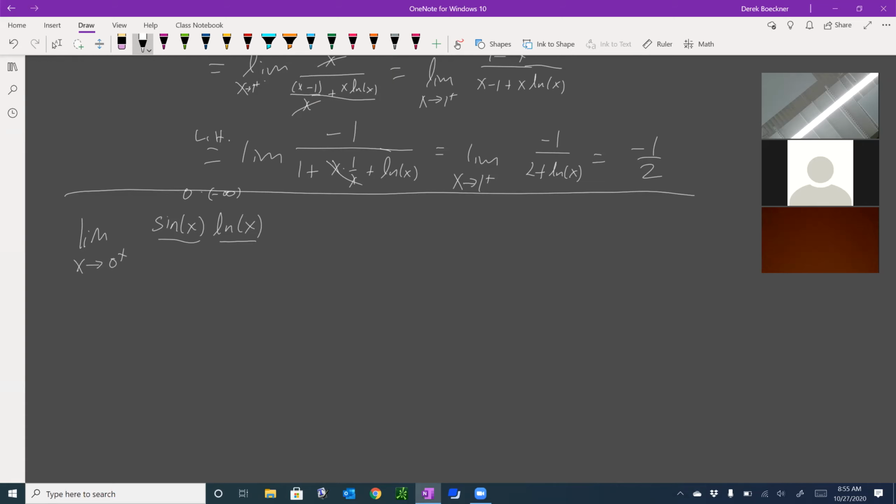Okay. So what we're going to do, we're going to rewrite this so that it either looks like 0 over 0 or infinity over infinity. And the first thing that I think I want to do is I want to rewrite this. I would rather not take the derivative of 1 over the natural log, so I'm going to try and keep that up top.